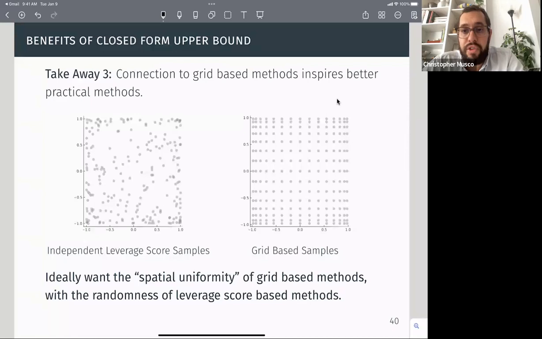I think part of the reason for that is that random sampling inherently just makes mistakes sometimes. Look at the random samples I collected here via leverage scores. I have two points here that are almost on top of each other. If I sample my function at those two spots, I'm not gaining much additional information by having two samples there instead of one. So one thing that's nice about the grid-based methods is that they're spatially uniform. They never accidentally put samples too close together, like is bound to happen with random sampling, even if you use independent sampling. But it turns out you can interpolate between the two methods.